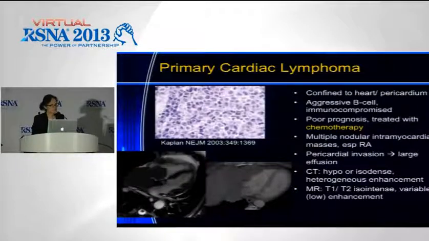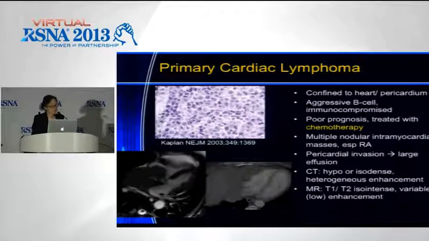Next is primary cardiac lymphoma. So this is lymphoma that's confined to the heart or mediastinum or heart or pericardium, much less common than secondary lymphoma. It's usually an aggressive B-cell tumour that is found in immunocompromised patients, and it has a poor prognosis. It's not treated surgically, but with chemotherapy.